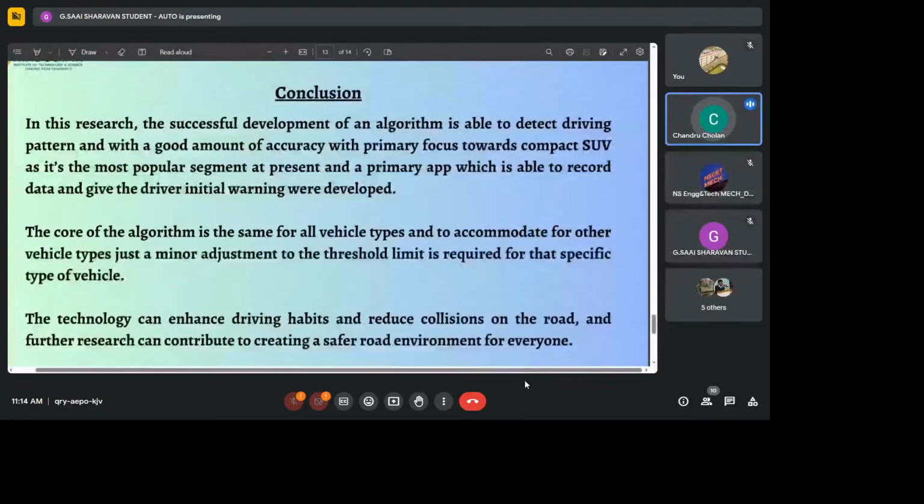Then we come to the conclusion of our project, where in this research, the successful development of an algorithm is able to detect the driving pattern with a good amount of accuracy, with primary focus on the compact SUV. The core of the algorithm is the same for all types of vehicle, and to accommodate other vehicle types is just a minor adjustment to the threshold limit. The technology can enhance driving habits and reduce collisions on the road, and further research can contribute to creating a safer road environment for everyone.